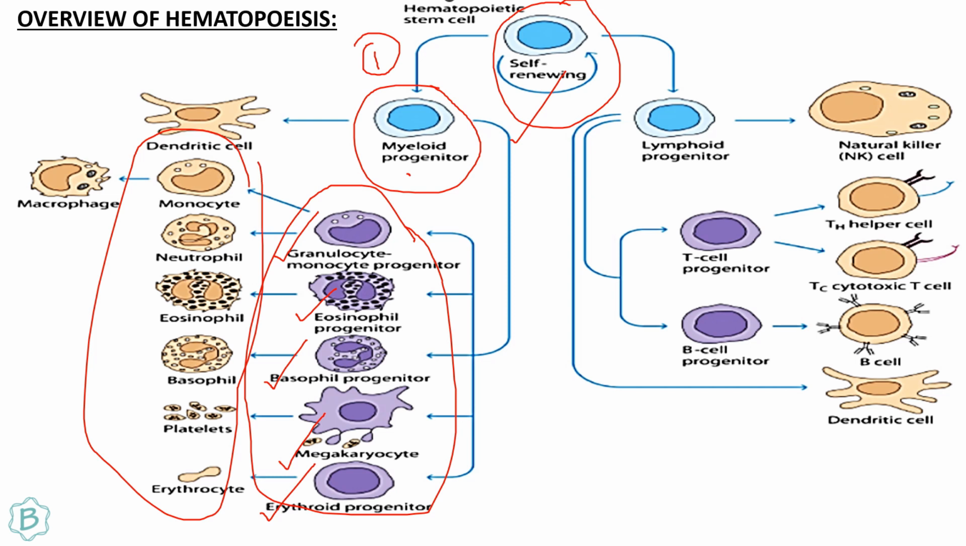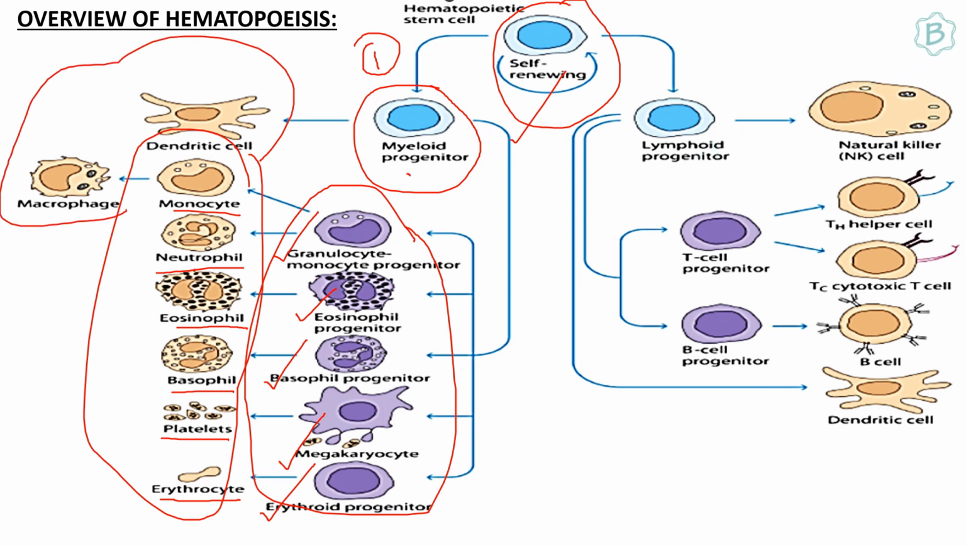So let's see how this works. The granulocyte monocyte progenitor will produce monocyte and neutrophil. The eosinophil progenitor will produce eosinophil. Basophil progenitor will produce basophil. Megakaryocyte will produce platelets, and erythroid progenitor will produce erythrocyte, which is nothing but your RBCs. All these cells in brown will be present in the peripheral tissue.